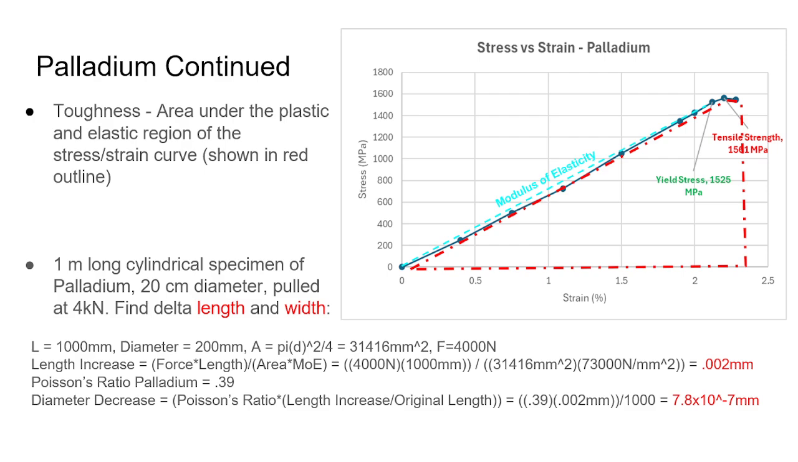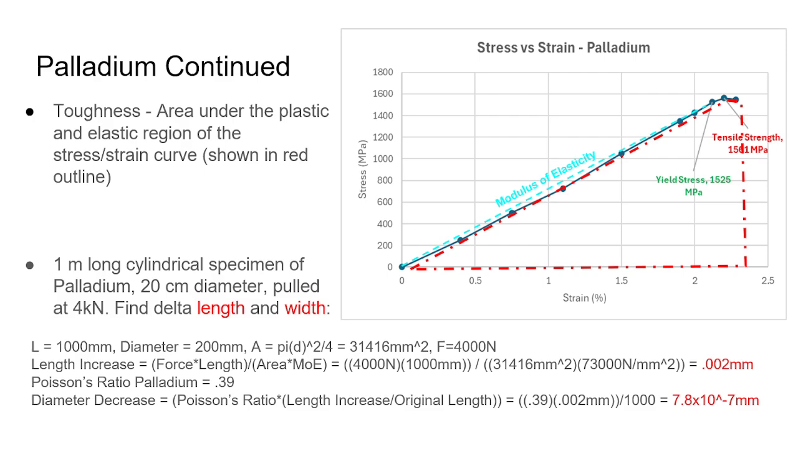So for question 7 of this project, we needed to calculate the change in length and the change in width of a cylindrical specimen that's 1 meter long and 20 centimeters in diameter. So we found this by using the formula force times length divided by area times modulus of elasticity.